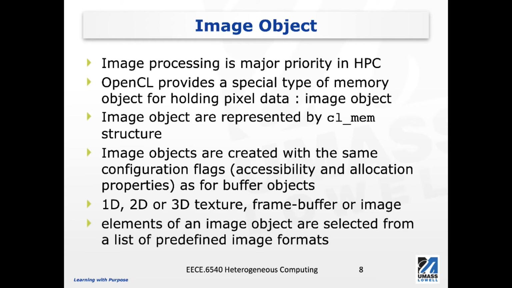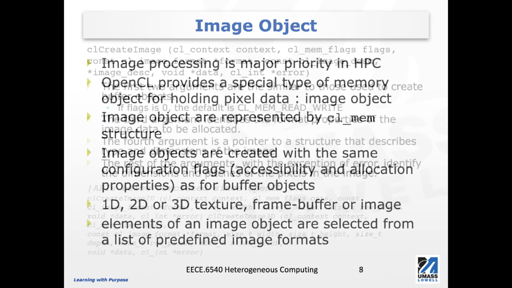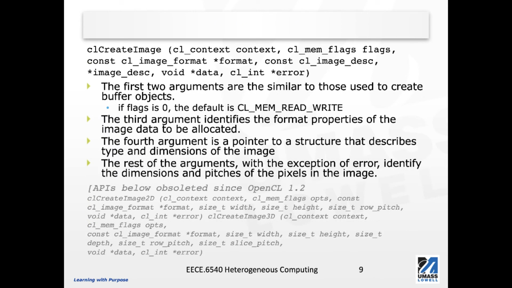So there could be different specific formats for these images for different image operations. And the elements of image objects are defined from a list of image formats that we will look at shortly. First, let's look at this API that creates the image object. It's similar to create buffer.